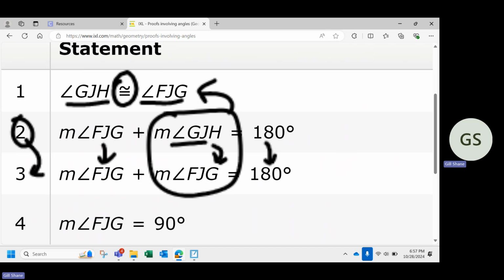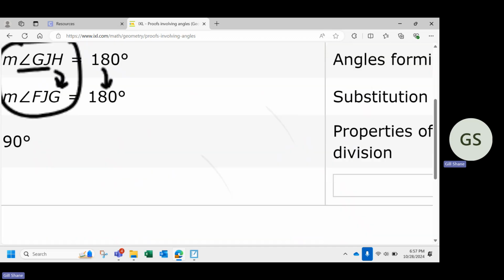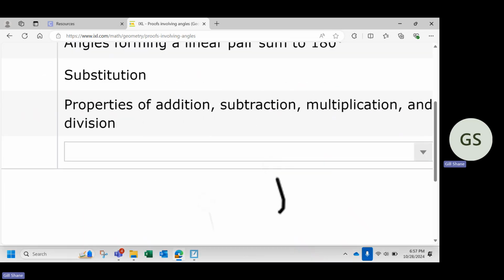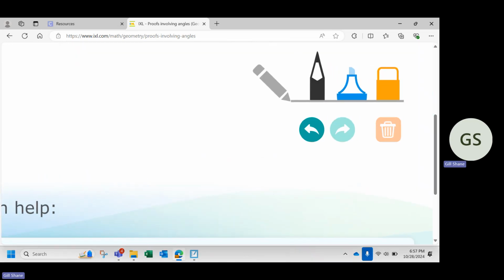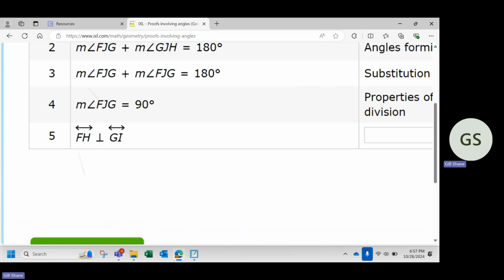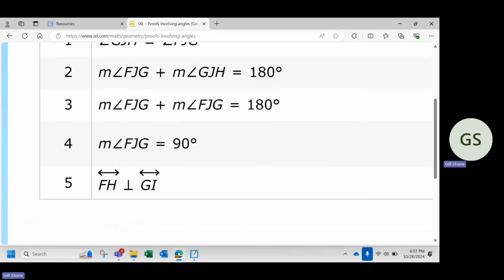Now this is one of those math things. They're doing one of those math definitions. Hold on, let me get rid of, there we go. So they're saying, okay, well, I have FJG plus FJG. That's like 2, oh, I can't write, that's like 2 times FJG.